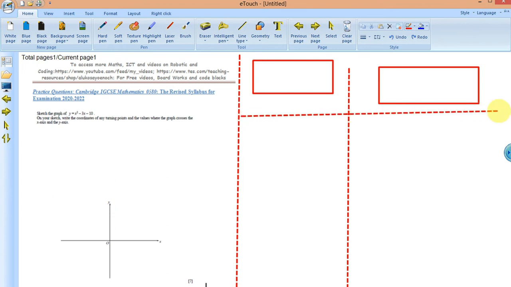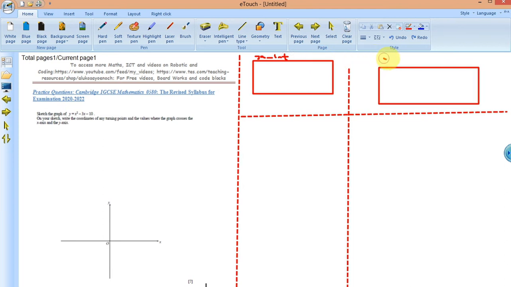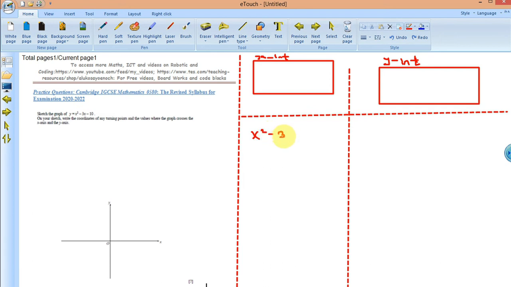So let's get started with the x-intercept now. I'm going to have my x-intercept here, and this will give me my y-intercept. Now for x-intercept, that is when y equals to 0, and it's also the same thing as the root of the equation. So when y equals to 0, what are the values of x? Let me go ahead and do that here. So I'm going to have x squared minus 3x minus 10.